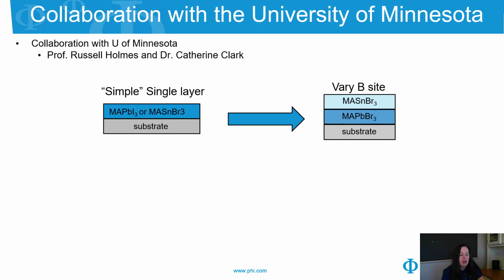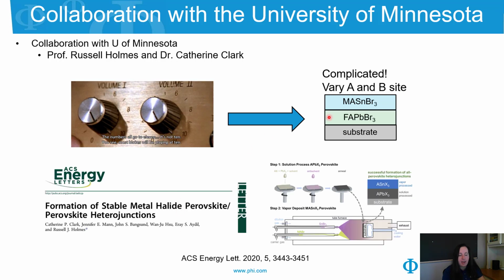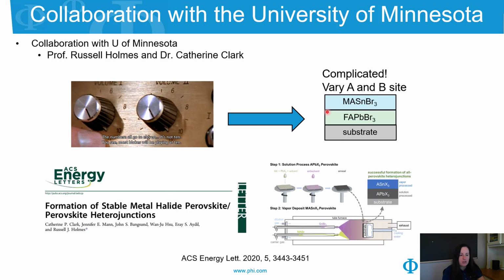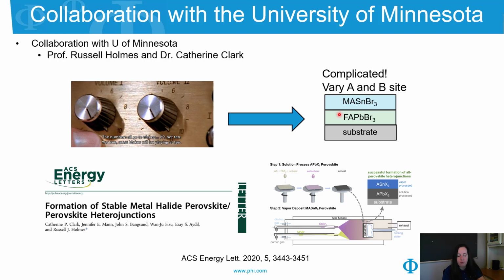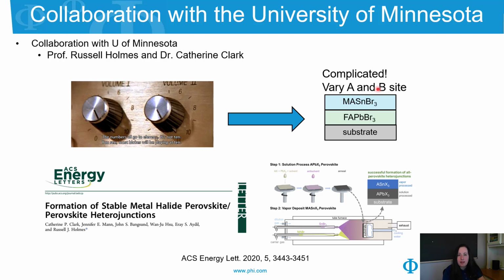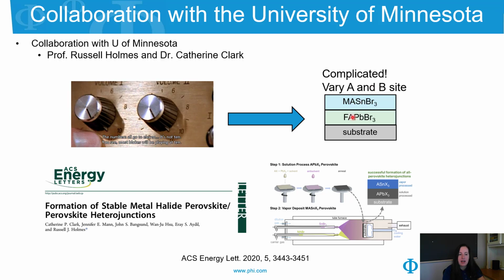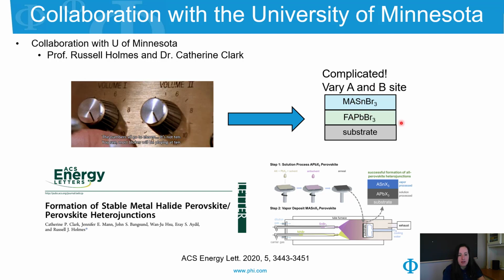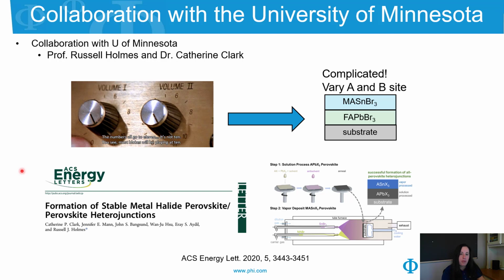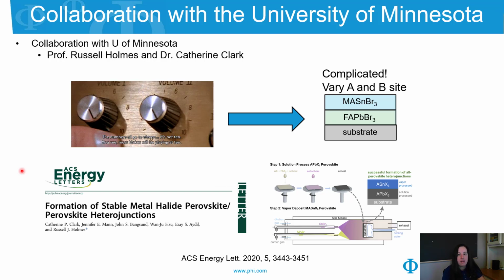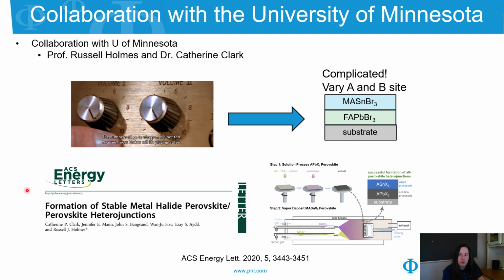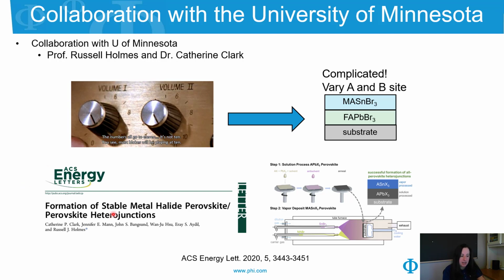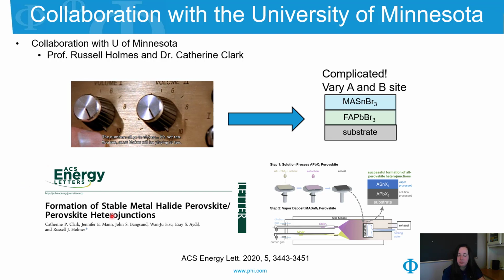Then Catherine took it to 11 and made it even more complicated, varying both the A site with either a methylammonium or formamidinium, as well as the B site, tin and lead. So the results of her studies, both with XPS and other analysis methods that she used, are found in this recent publication in ACS Energy Letters.